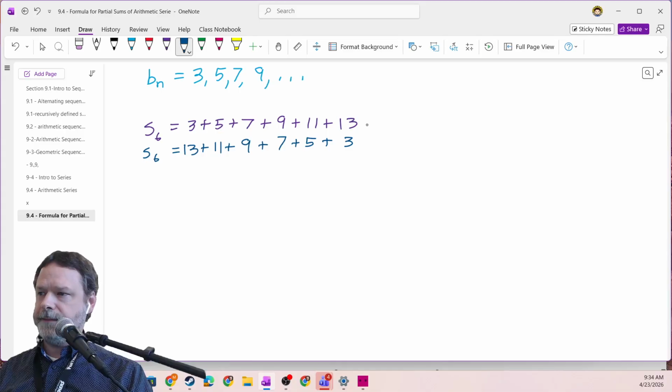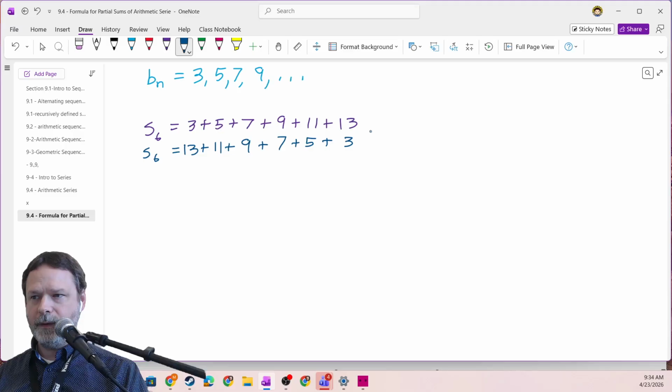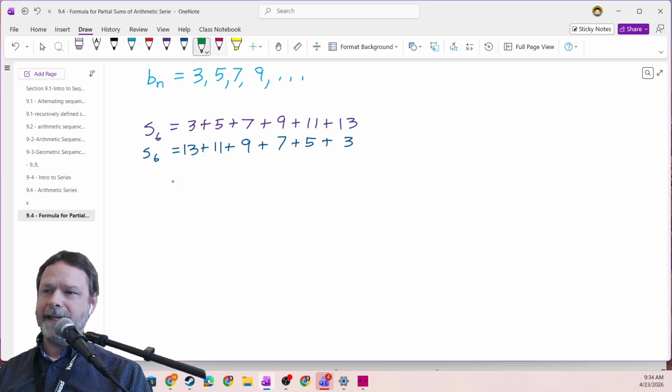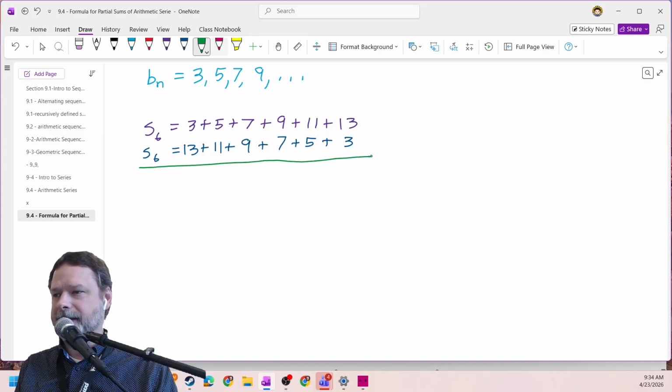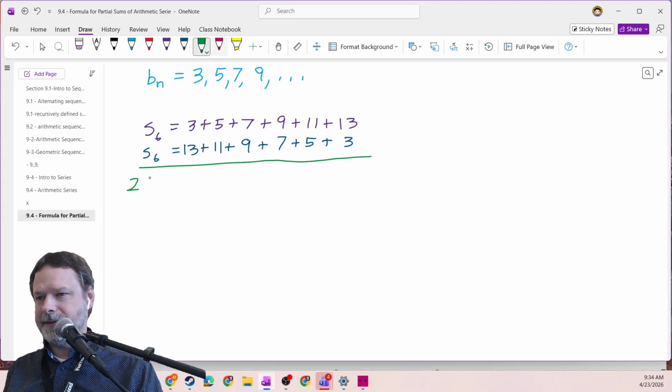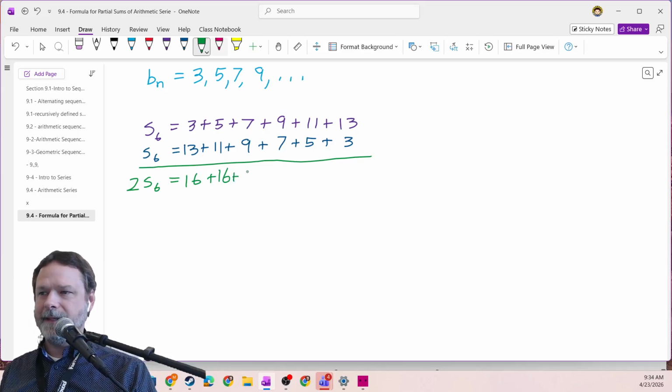Now, what is 3 plus 13? My first plus my last term is 16. Am I going to get a bunch of 16s again? I think so. 2 times S6. Yep, 13 plus 3 is 16. 11 plus 5 is 16. Oh, yeah, it totally worked again. That is really cool. It's really fascinating. Love it. You love to see it.